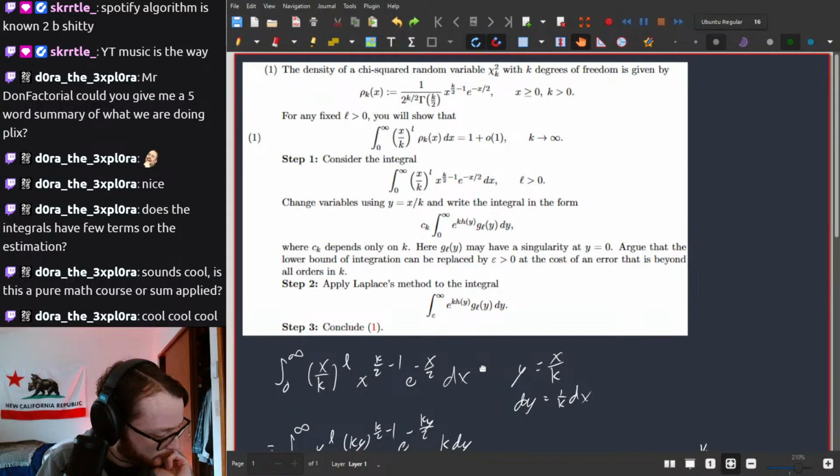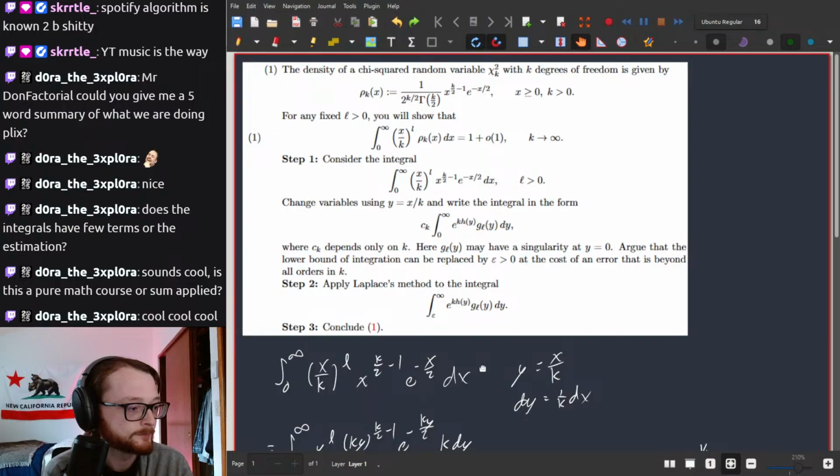I don't know. Do I have an example of where we've used Watson's lemma? Looking. Cooking. Good looking.